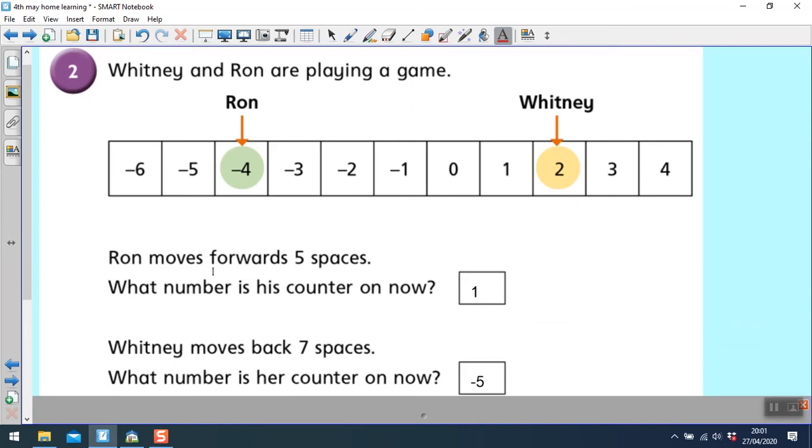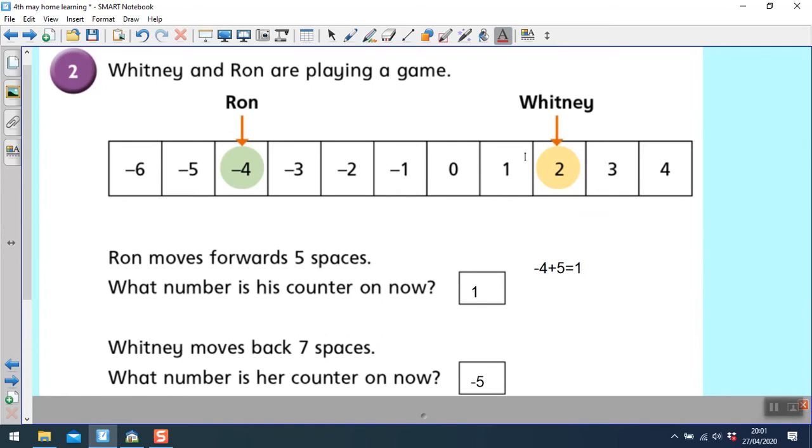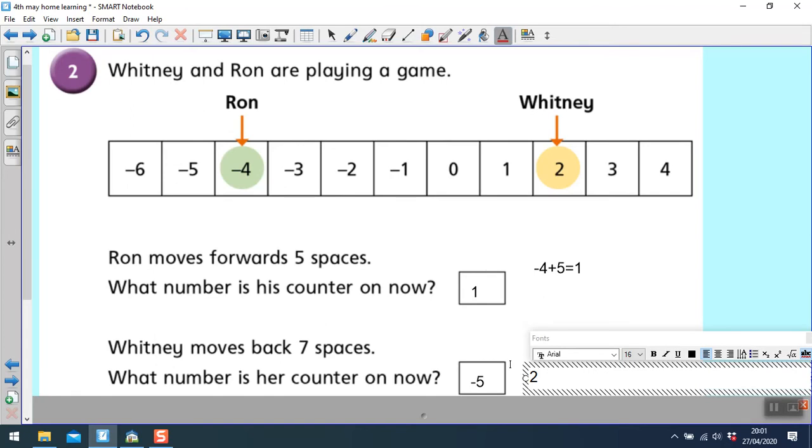So what you've actually done here, Ron moves forward 5 spaces from negative 4. You have done negative 4 plus 5 equals 1. And here, so she was on the number 2 and she's moved back 7 spaces. It's 2 take away 7 equals negative 5.